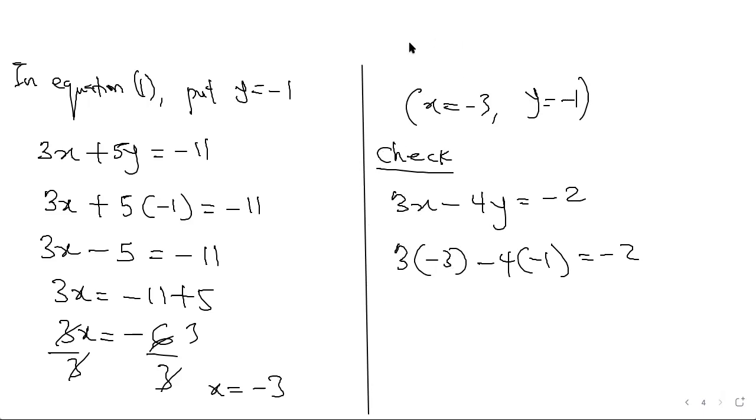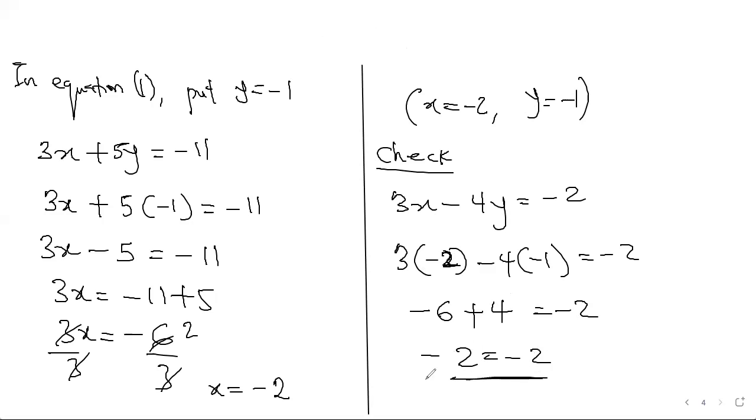Oh, sorry, there's an error here. This should be 2, and this will be minus 2 here. Sorry about that. Then this should be minus 2. So that will give you minus 6 plus 4 equals minus 2. Then you have minus 2 equals minus 2. So that's correct. You can see that we have minus 2 on the left and minus 2 on the right. This shows that the solution is correct. Now let's look at another example.